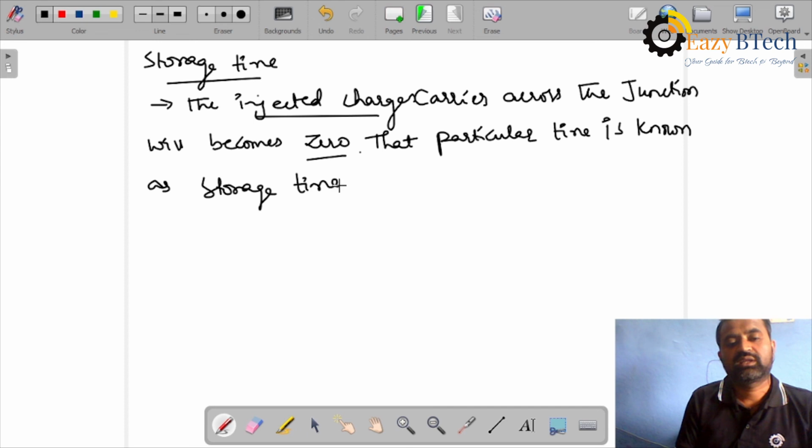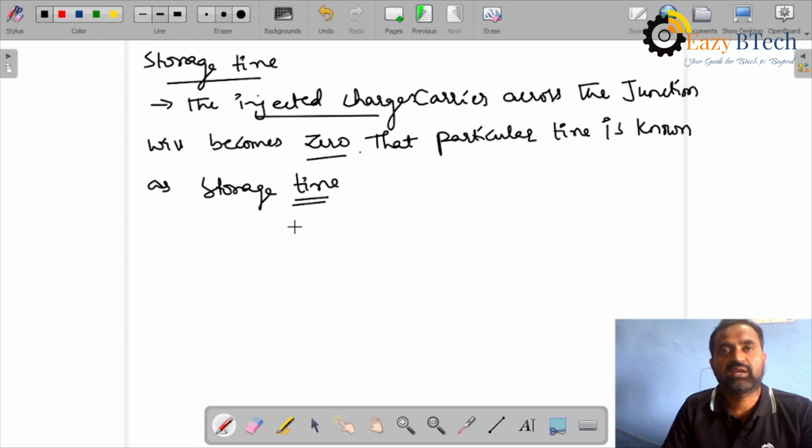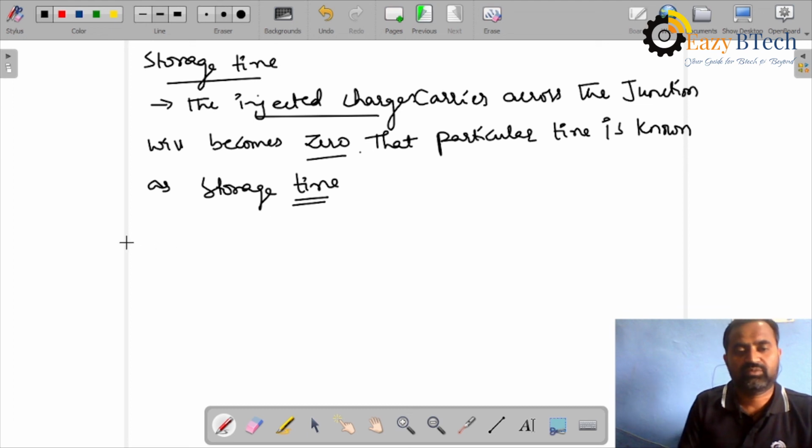It means the time taken by a diode, for whatever injected charge carriers during the forward bias, those minority charge carriers must become 0. It means no holes can be present in the N side and no electrons will be present in the P side. The resultant must be 0. The time taken by a diode for the injected charges sum to be equal to 0, that particular time is known as the storage time. I hope you understood. Next, transition time.